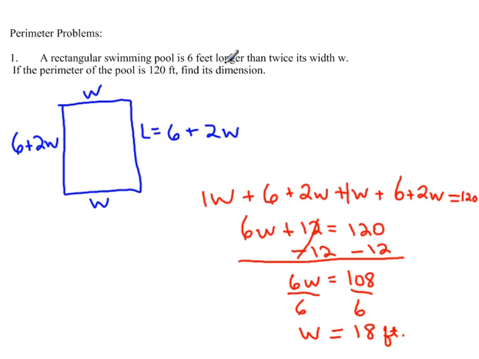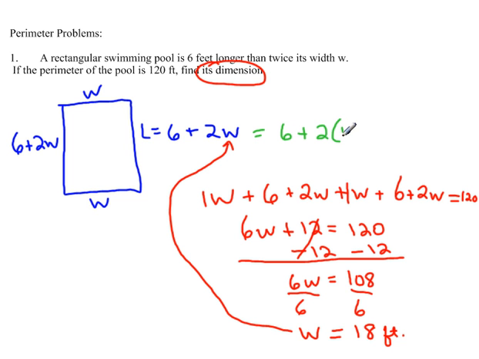Now they asked us to find its dimensions, so you not only need the width, you need the length. So what you should do is take this value and plug it into here. So I'm going to plug in for W the 18, so that's going to be 6 plus 2 times 18, which is 6 plus, well, 2 times 18, when you follow the order of operations, you have to do that first. That's 36, and then do the addition, 42 feet. Okay, so I write the dimensions length and width, so this is going to be 42 feet by 18 feet. That's a pretty nice size swimming pool.